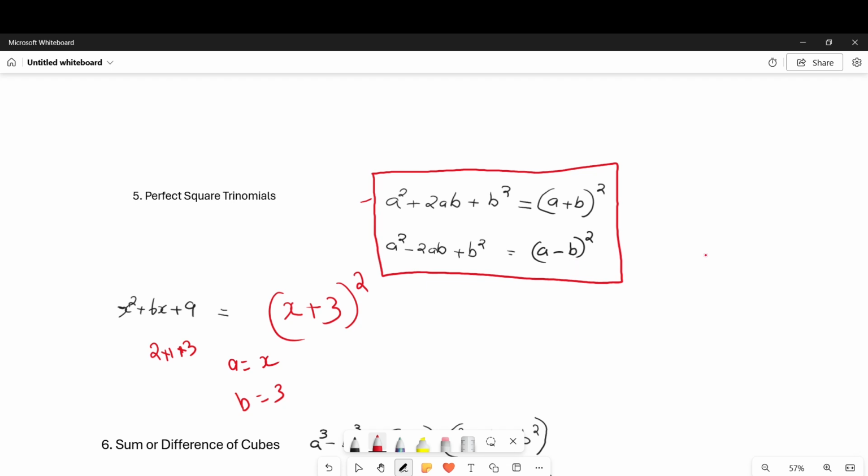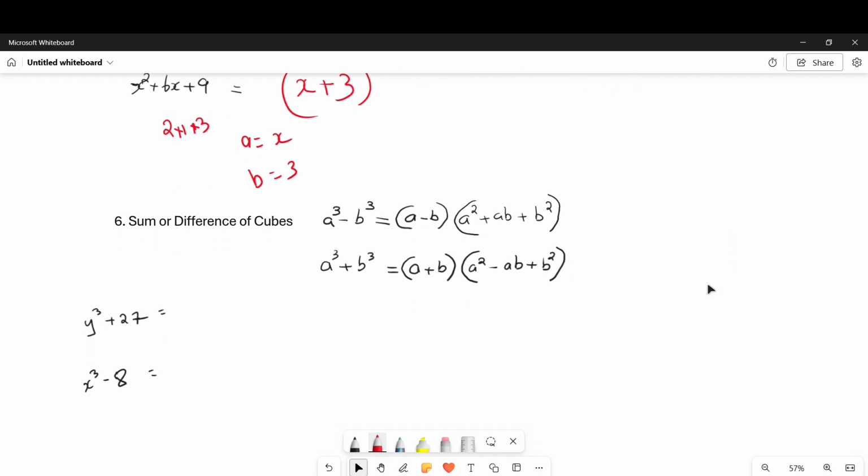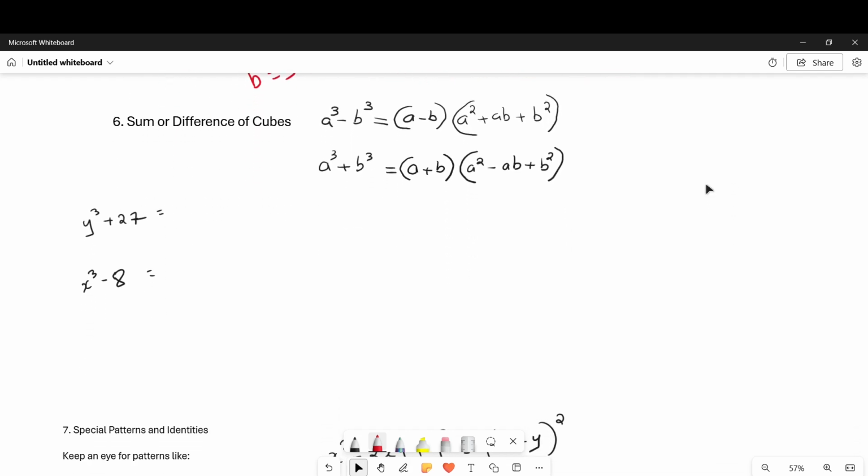Okay, so let's move to the next one, sum and difference of cubes. Same thing as before: we can apply the same idea in the cube version. So a cube minus b cube is equal to a minus b times a square plus ab plus b square. Next is a cube plus b cube.